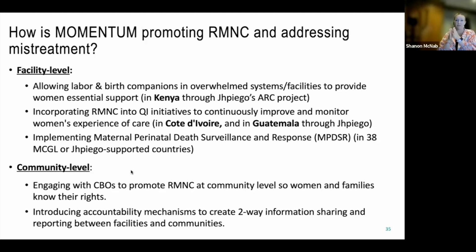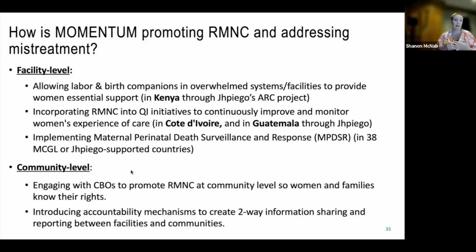So I think respectful maternal and newborn care has potential to be a siloed element of maternal, newborn, and child health care. And what we're trying to continue to do is to incorporate it into existing QI initiatives. So how can we make sure that RMNC is embedded in the existing work that facilities are already doing? And implementing MPDSR in many countries alongside with UNFPA and WHO. And at the facility level, engaging with CBOs to promote RMNC.